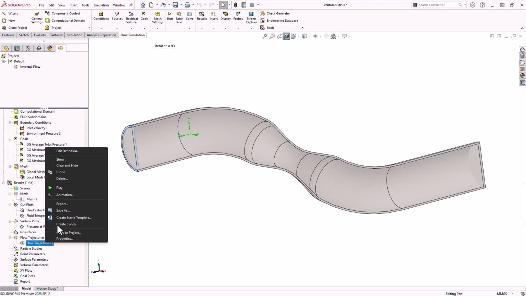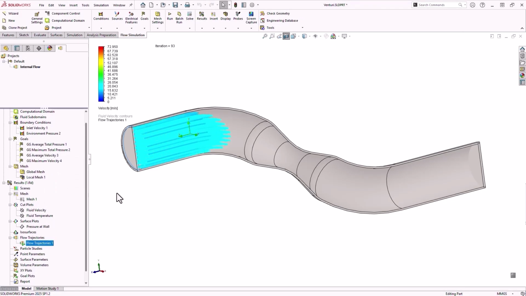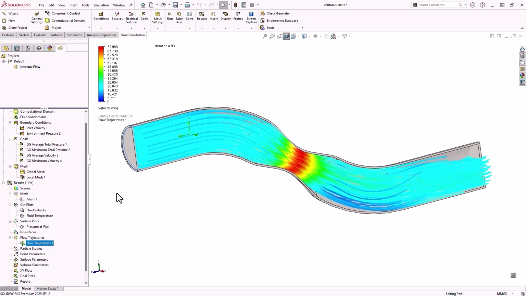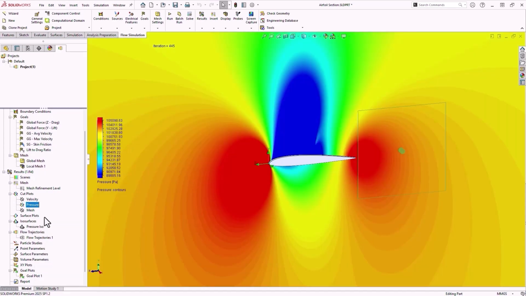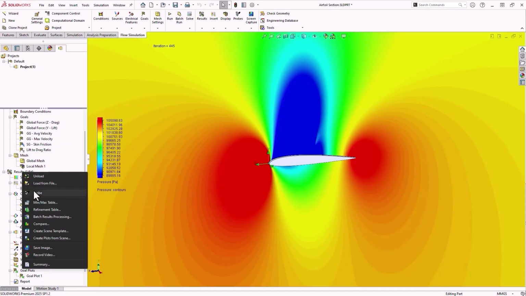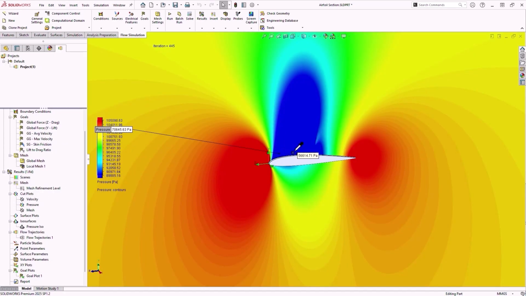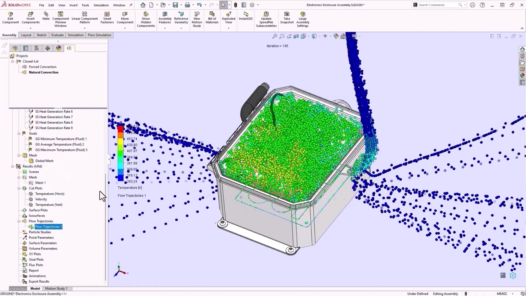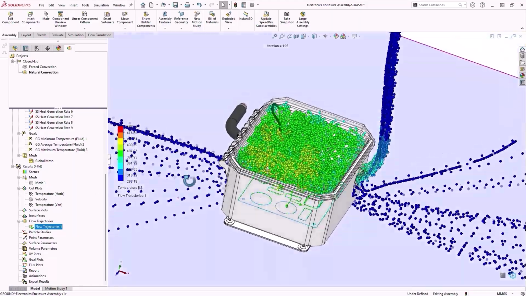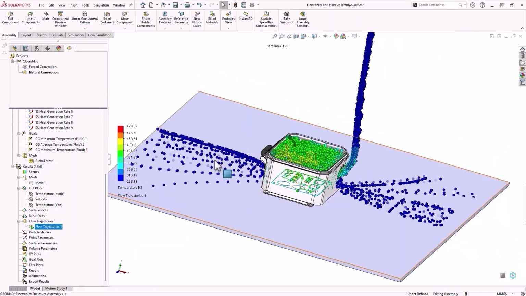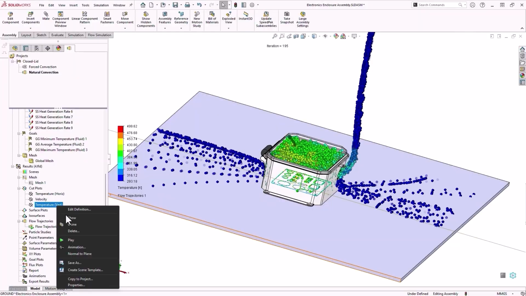So to summarize, we use internal flow analysis when we're concerned with the behavior of fluid fully confined within our model, such as flow in pipes or ducts. We use external flow analysis when we want to characterize fluid behavior as it moves around our model, like airflow over an aircraft wing, or when we need to examine the behavior of a fluid that flows both within and around our model, such as convective heat transfer analysis of an electronics enclosure.